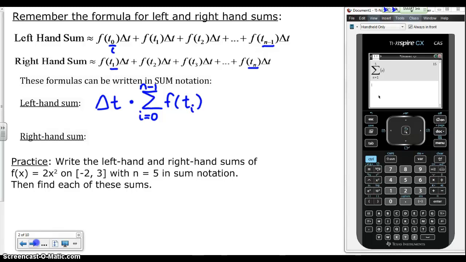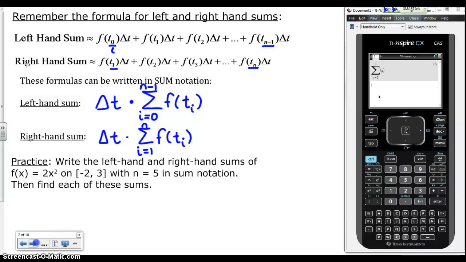And for a right-hand sum, again, we can pull the delta t out to the front because everything gets multiplied by delta t. And a right-hand sum, instead of starting at 0, starts at 1, and it goes all the way to n. And the function value, again, t sub i. So it just makes writing the formula shorter, so sometimes you'll see it in a summation, so don't let that freak you out. Summations just mean the same thing, add things up.